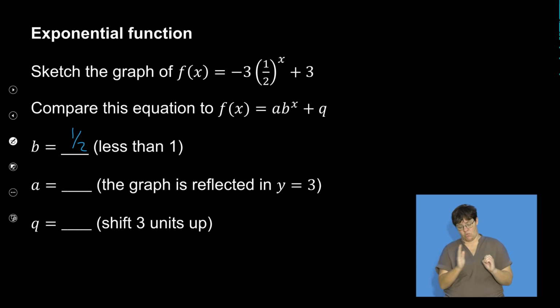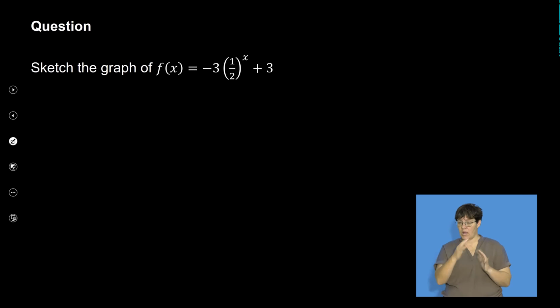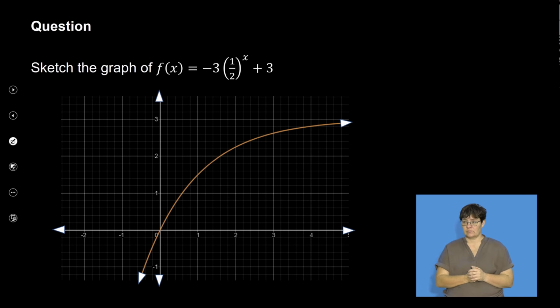But greater than 0. Hence, this is a decreasing function. And then a is negative 3. The graph is reflected in the equation y is equal to 3. And then q is equal to 3. Therefore, the graph is shifted 3 units up. So to draw the graph, it will then look something of this nature.